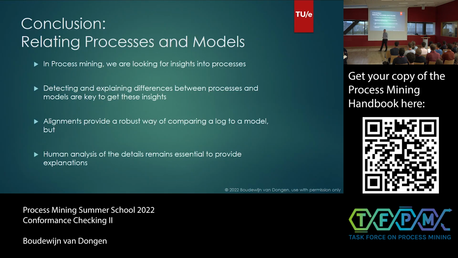All right, so to conclude today. We are looking in process mining for insights into processes, not for getting the best model with fitness, precision, generalization. We're looking for insights. It's all about the process. So fitness, precision, generalization, simplicity, all these metrics, they help understanding how well a model explains the data, but in the end, you always need the human to investigate the details. And alignments help this human to focus on where the deviations are.